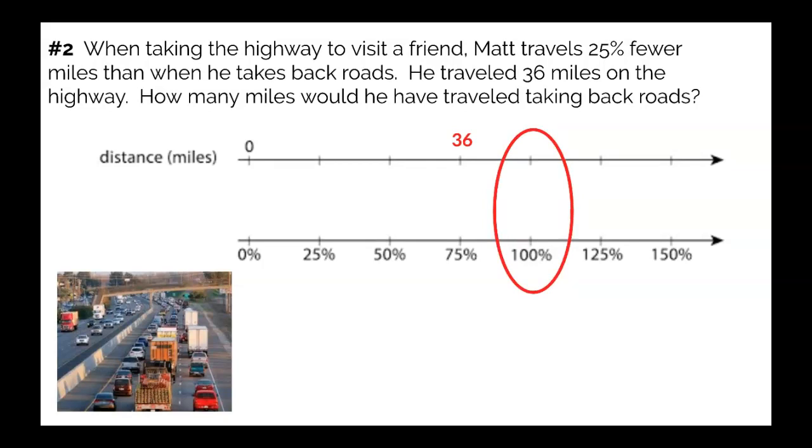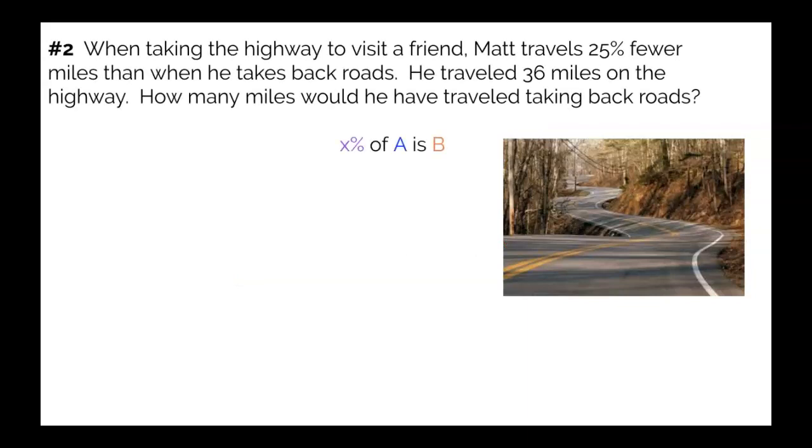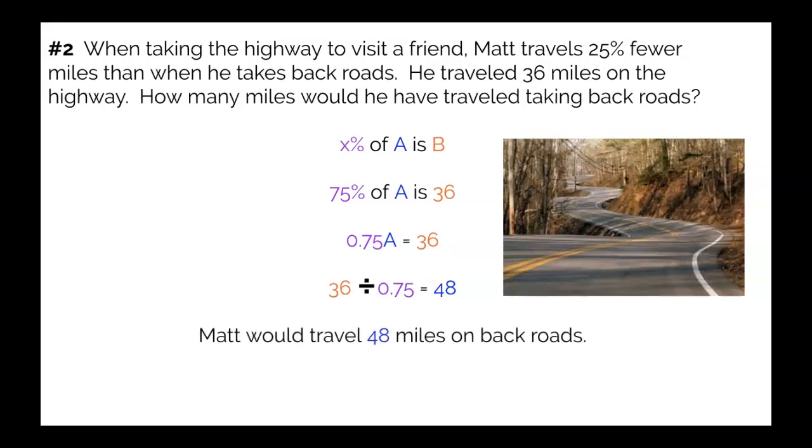Again, I'm going to try to transfer this to equation structure, using X percent of A is B. In this case, the percent that we know is 75%, of some number we don't know, it is 36. So 75% of that original equals my 36. So I'm going to change it to 0.75 times A equals 36. To solve for A, I'm going to do 36 divided by 0.75. I get an answer of 48. That means Matt would have traveled 48 miles if he took the back roads.